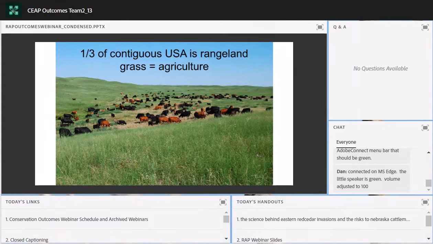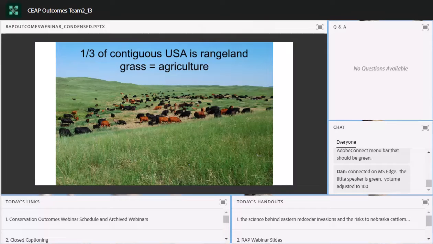And what that means is this is a tremendous opportunity for this agency to work alongside landowners to produce outcomes. Again, outcomes that matter for conservation and outcomes that matter for people.